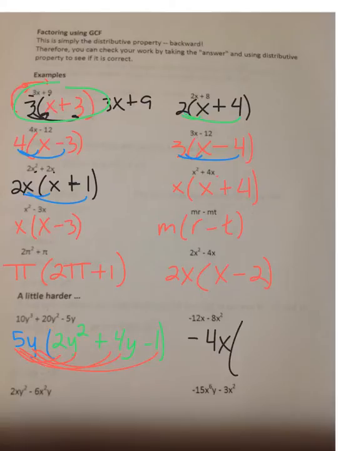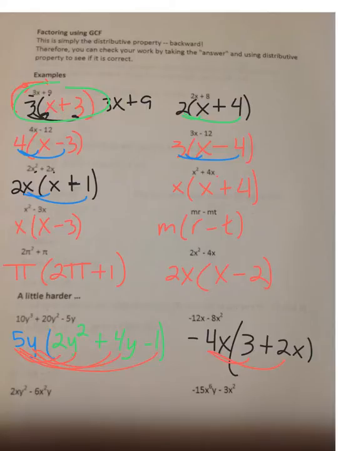So now we have negative 4 times what would give me negative 12, and that's just a positive 3. We already have the x, so we don't need anything else. Negative 4 times what would get me to negative 8, and that's just going to be a plus 2. x times x would give you the x squared. So I'm just going to double check. Negative 4 times 3 is negative 12. There's your x. Negative 4 times 2 is negative 8. x times x is x squared.